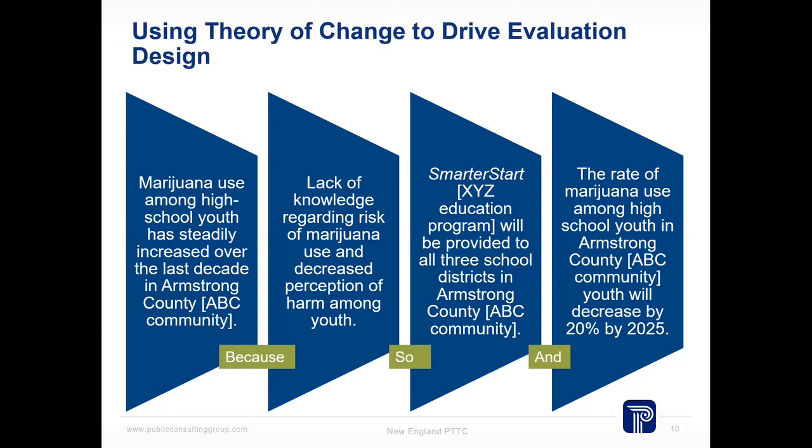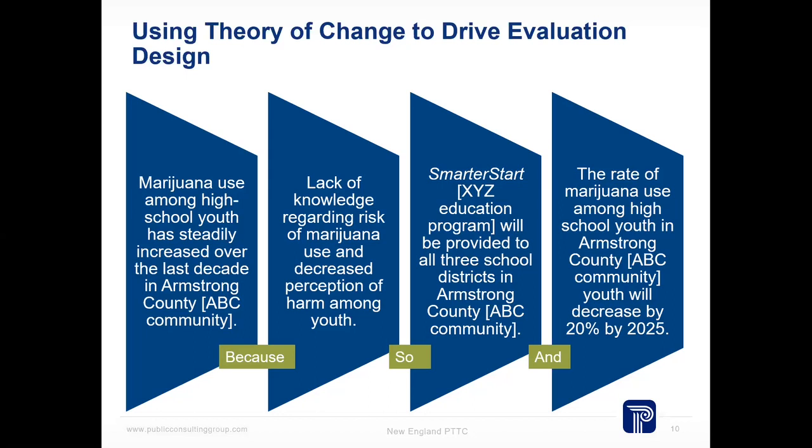So first, I have my assumptions. I observed that marijuana use among high school youth has steadily increased over the last decade in Armstrong County. And I could empirically see this because I could use something like the NSDUH, the National Survey on Drug Use and Health data, for larger populations. Maybe I've got some data from the school saying that school suspensions are up, or restorative justice actions, or maybe there's a community level survey. But I could see that it has empirically changed.